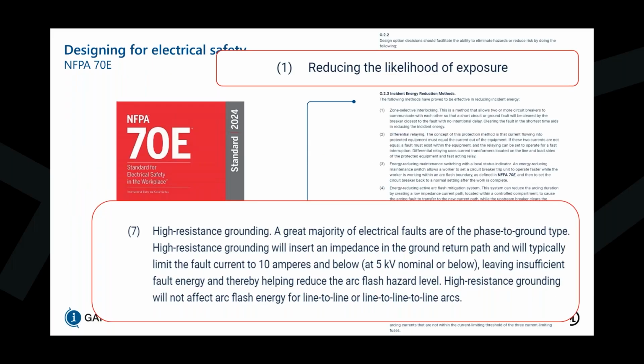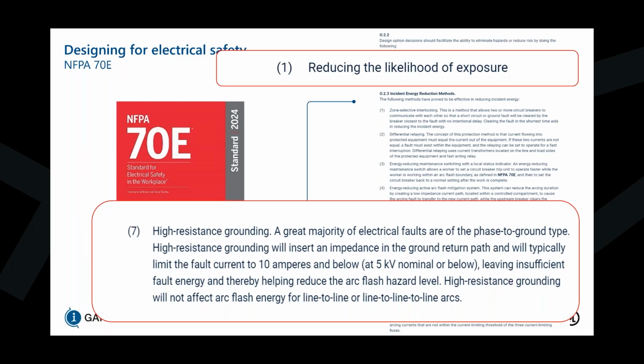Now, NFPA 70E has 2 annexes. In Annex 0.2.2, it says that design option decisions should facilitate the ability to eliminate hazards or reduce risk by doing the following: reducing the likelihood of exposure, reducing the magnitude or severity of exposure, and establishing an electrically safe work condition. Further to this, in Annex 0.2.3, they list out different incident energy reduction methods that can be utilized to reduce the magnitude or likelihood of an arc flash incident.